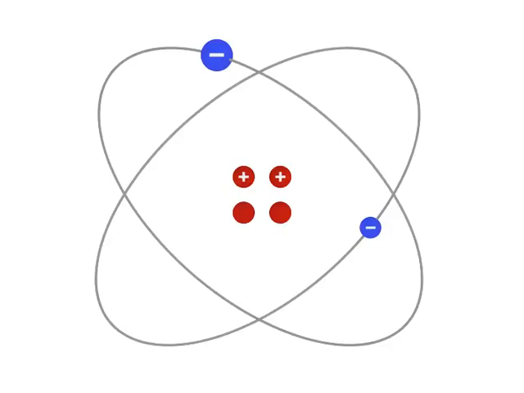All matter is made up of atoms. At the center of the atom is the nucleus, which contains positively charged protons. Also found in the nucleus are neutrons, which have no charge. Orbiting the nucleus are the negatively charged electrons.